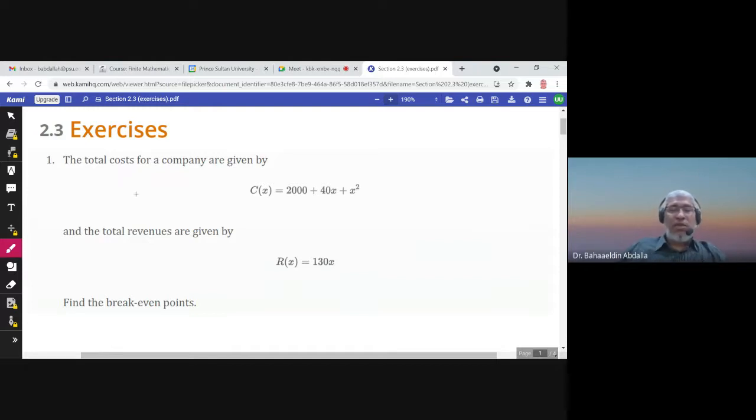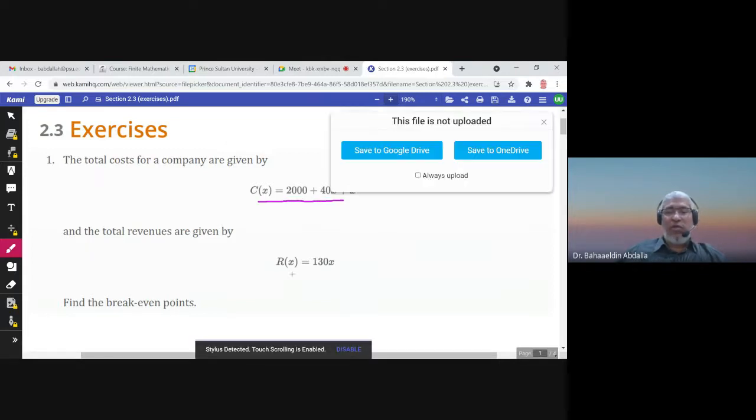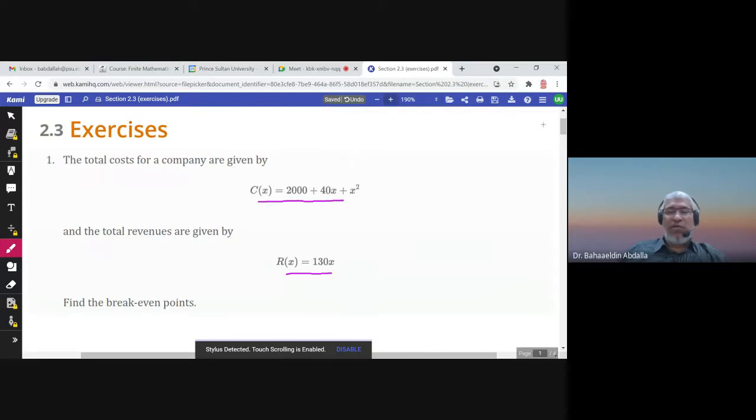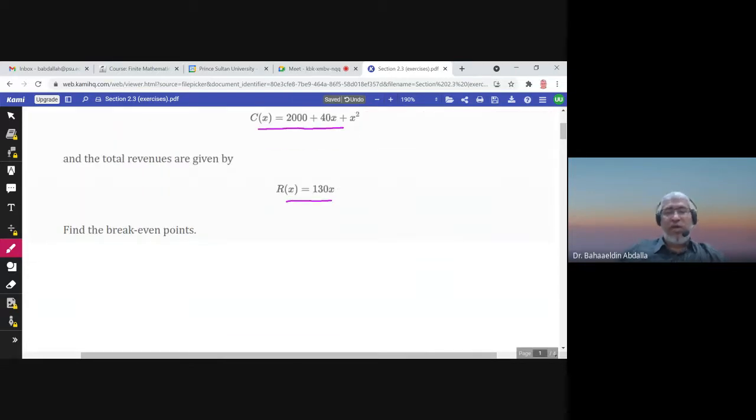These are some exercises about section 2.3, which is about applications in business about quadratic functions. So the total cost here is given by a quadratic function, and the revenue is given by a linear function, and the question: find the break-even points.